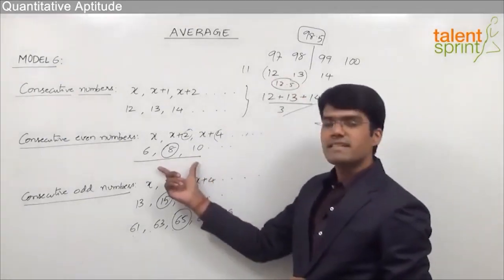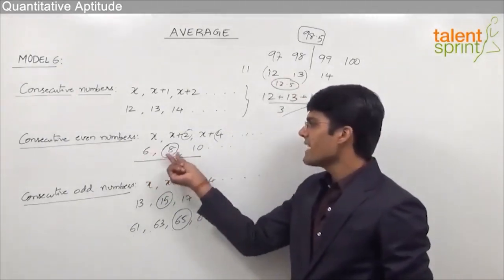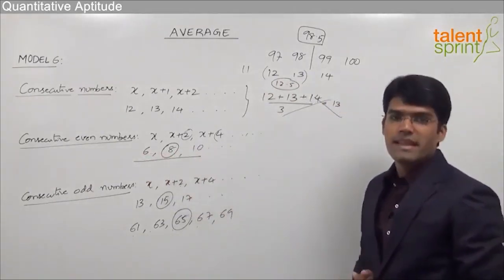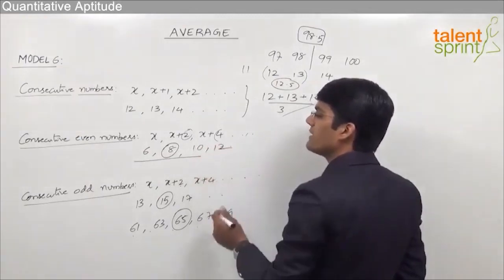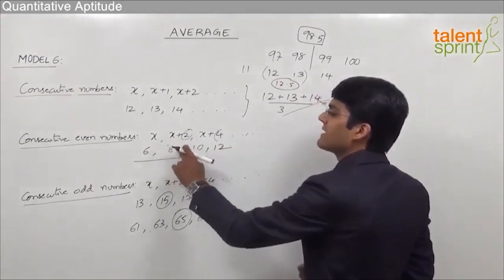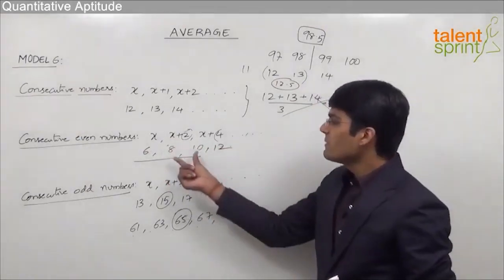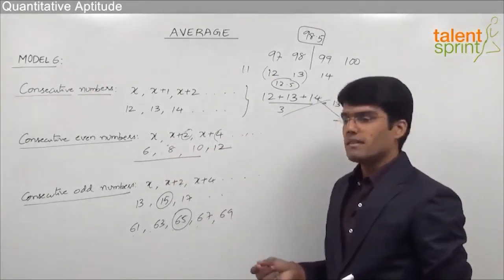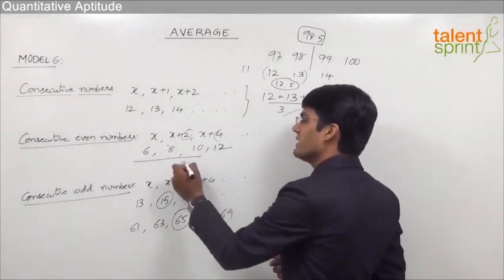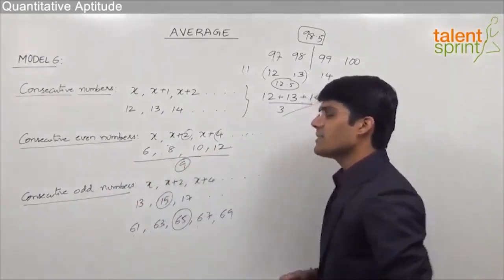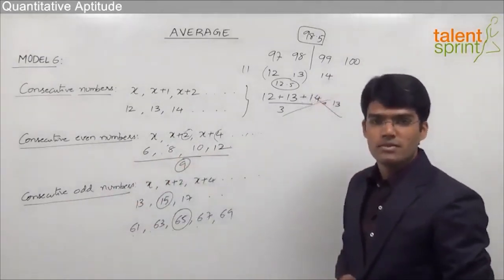Likewise, in case of consecutive even numbers, we have 6, 8 and 10. So the average was 8, that is the middle number. But if we have 6, 8, 10 and 12, then the average cannot be taken as 8. In this case, the average will be the average of 2 middle numbers. That is the number which comes between 8 and 10. And that number is nothing but 9. So we can say that the average of 6, 8, 10 and 12 should be 9.